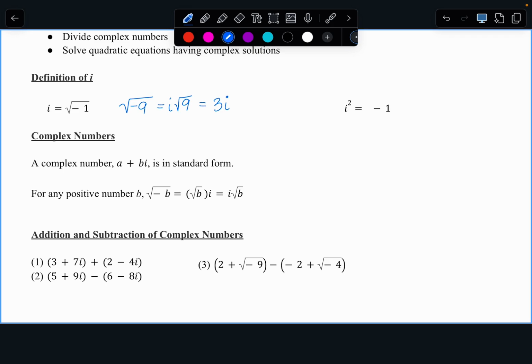Again, if you have a negative under a square root, it just means you can take that square root and make it an imaginary number, because you can't take the square root of a negative unless it's imaginary.